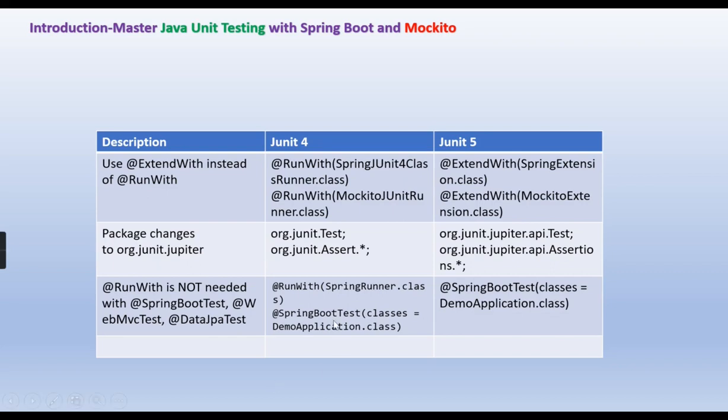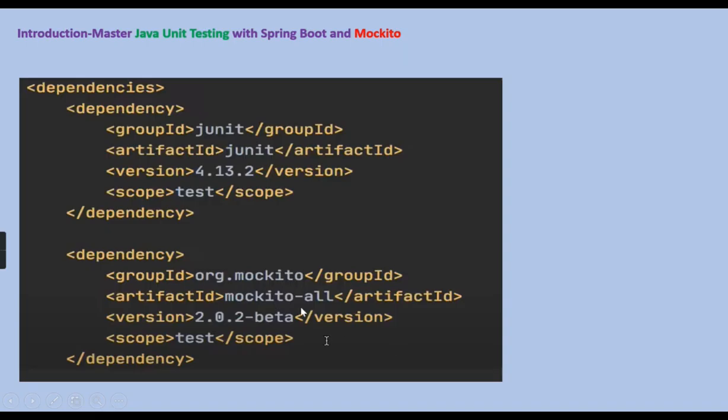JUnit version 4.13.2 and Mockito all. When we are using Mockito all, we have to use this kind of dependencies. When we create a Spring based project from start.spring.io, by default we will get JUnit. If JUnit is not recognized and you are getting compilation errors, you have to include these dependencies so that your compilation issues will be resolved.